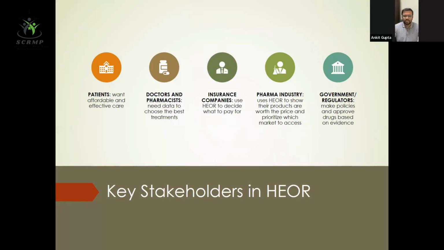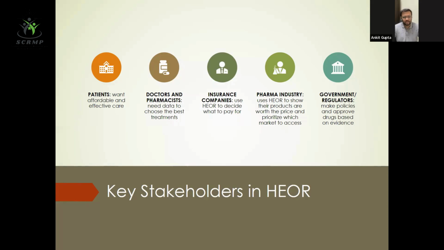Like we discussed, there are 5 key stakeholders in this field who will be getting benefit from HEOR, or all of these are related to HEOR in one way or another. The first and foremost, the main key holder is obviously us as a patient. We want to go for anything which is most affordable in terms of pricing. It is giving us the best results in terms of clinical results.